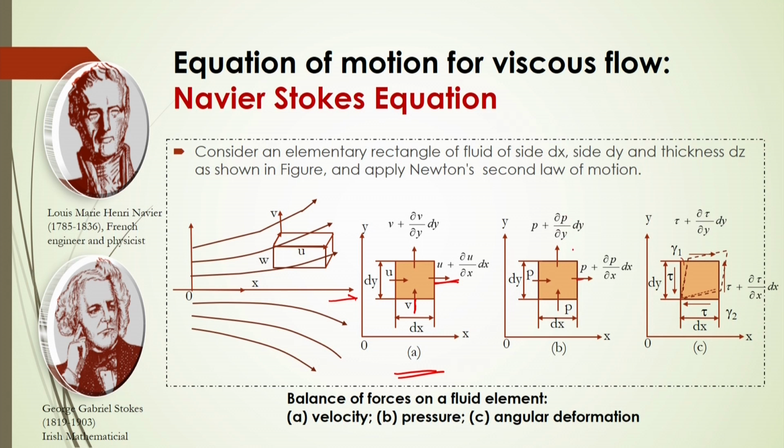∂P/∂y is the pressure gradient in the y direction. Similarly, ∂P/∂x is the pressure gradient in the x direction. So, in total, in this phase, what should be the pressure change? That will be equal to ∂P/∂x into dx. This will be your pressure change, that means how much pressure will be increasing or decreasing in this space.